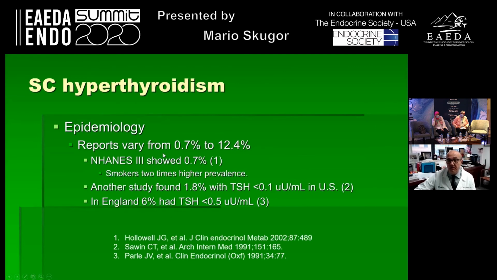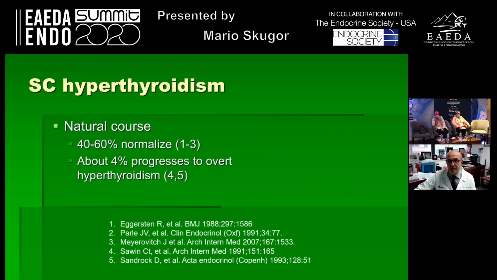Reports of the prevalence vary from 0.7% up to 12.4%, which is insanely high. I don't believe this was good data, but that's what was published. NHANES III showed a prevalence of 0.7%. Smokers had 2 times higher prevalence, 1.4%. Another study found 1.8% with TSH of less than 0.1 in the United States. In England, 6% had TSH less than 0.5. So as you can see, the studies are actually very heterogeneous. They're determining the levels of TSH on their own. They're very, very variable. So what is the natural course of the hyperthyroidism?